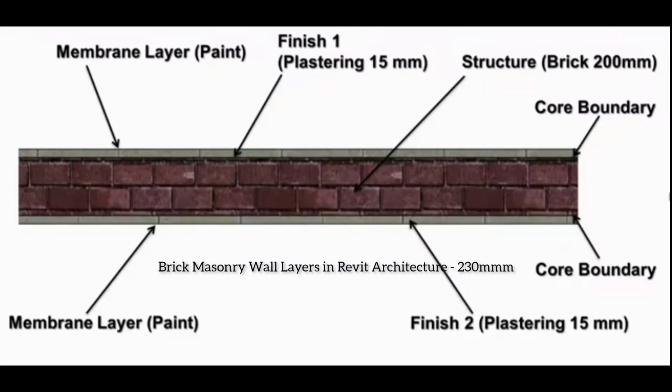This is a brick wall on the interior side. On the outer side we have provided the plaster layers, 15, and two paint layers. It will be provided in Revit as membrane layers. Okay, let's see how it will come in our Revit.